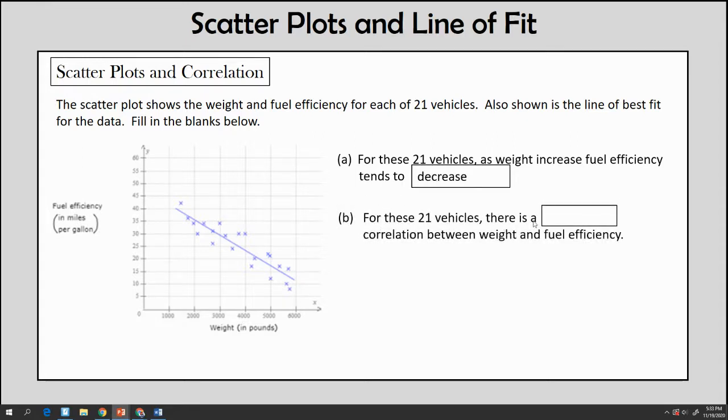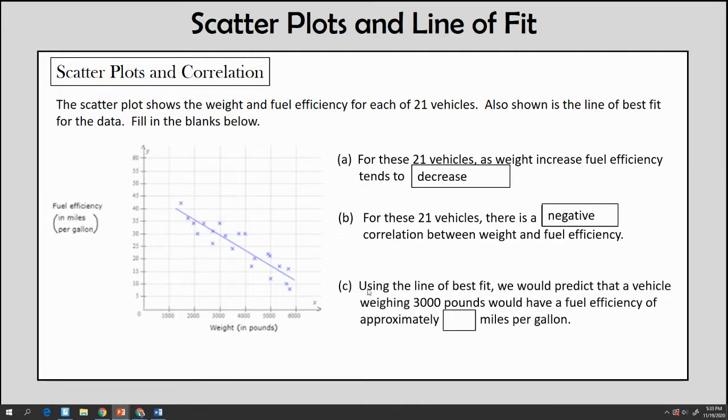For these 21 vehicles, there is a blank correlation between weight and fuel efficiency, and your choices are positive, negative, or no. So the correlation is related to the line. The line has a negative slope. It goes down from left to right. So this has a negative correlation. We say these two different variables have a negative correlation. As the weight gets heavier, the fuel efficiency comes down.